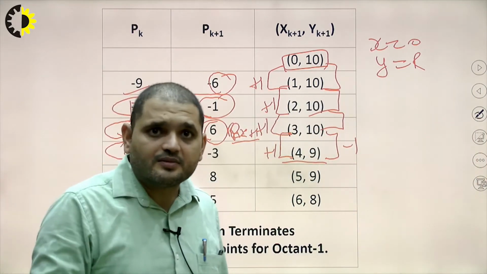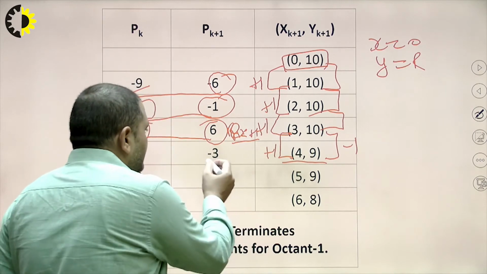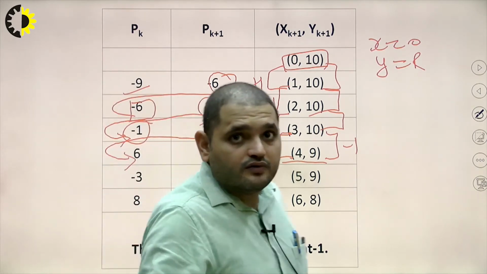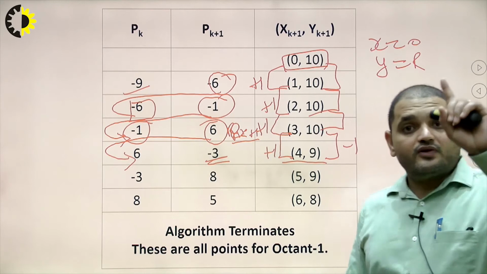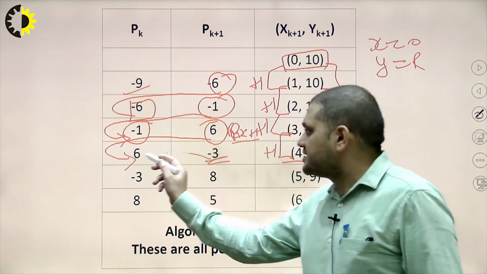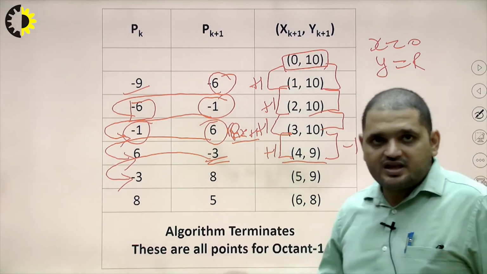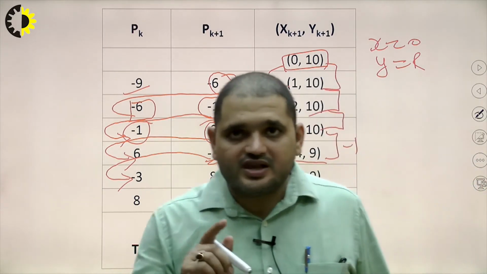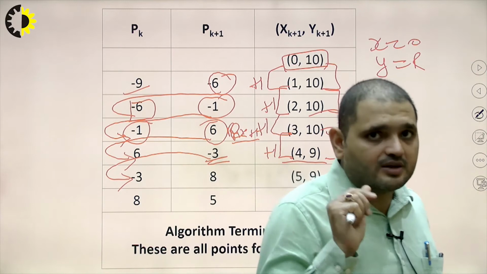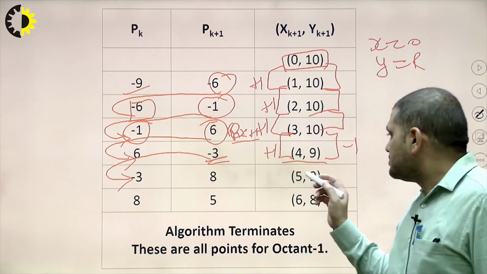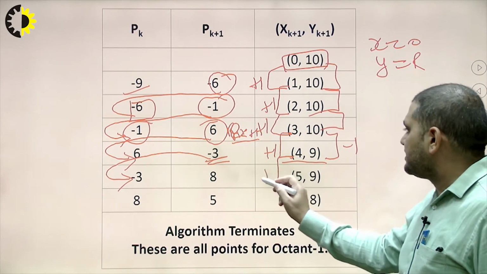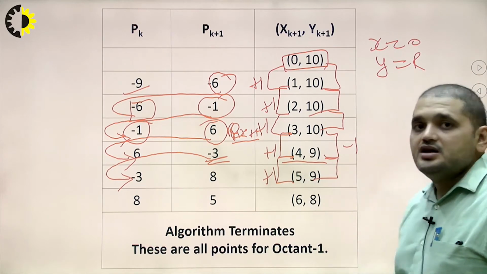What is the decision parameter for the next iteration? It is pk plus minus 3. Now minus 3 will be the initial decision parameter for the next iteration. So for the next iteration, this will be the decision parameter, and minus 3 means pk is less than or equal to 0. For less than or equal to 0, x will be incremented and y will remain the same. So x is incremented by 1, that is plus 1, and y will remain the same.